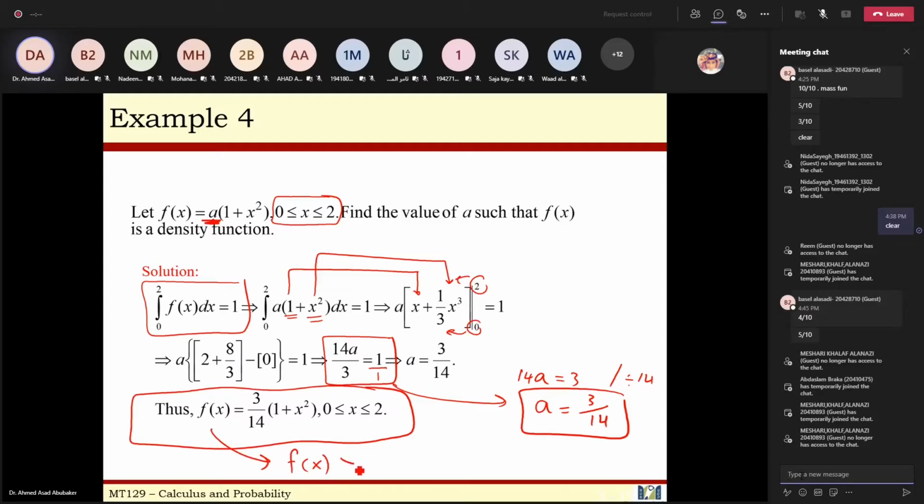Also, we must check whether f of x is greater than or equal to 0, because sometimes after substituting the value of a into f of x, f of x may be negative, and a density function or mass function of x must be positive. Okay.